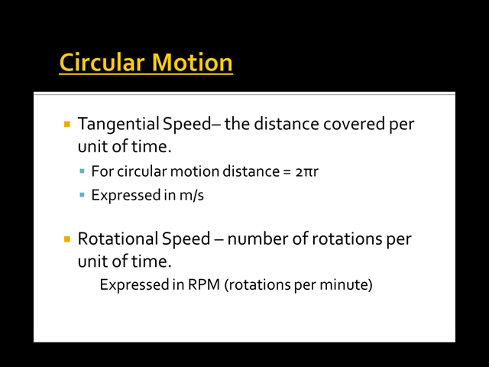The other type of speed we're going to talk about in circular motion is rotational speed. Rotational speed isn't a distance per unit of time. Instead, it counts the number of rotations in a given time. So the one that we're going to be looking at is called RPMs, which is rotations per minute. Basically, you start your stopwatch and you count how many times the object goes around the circle, how many laps it makes in 1 minute. And that's your number of RPMs, or your rotational speed.